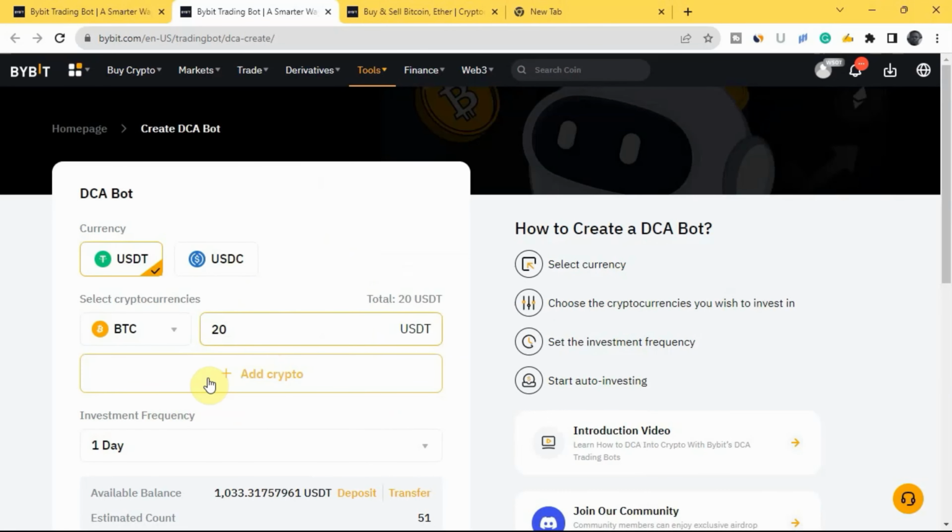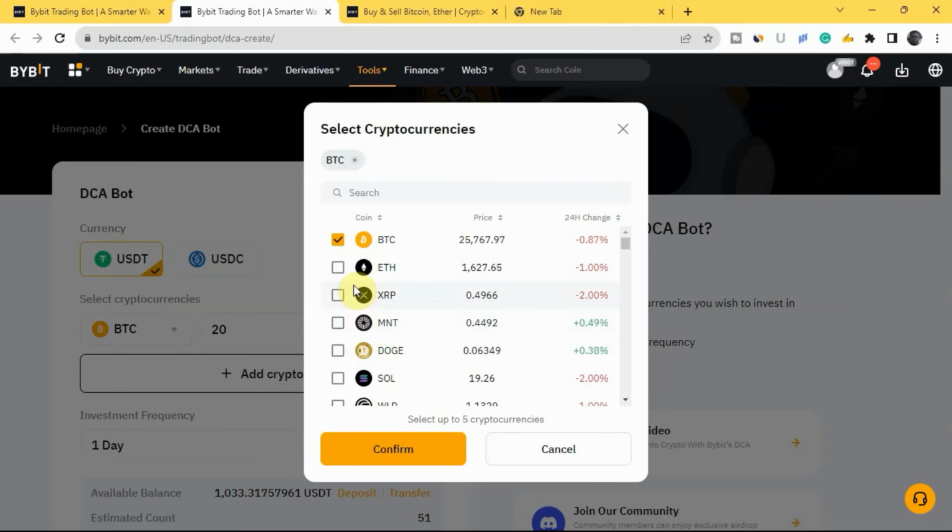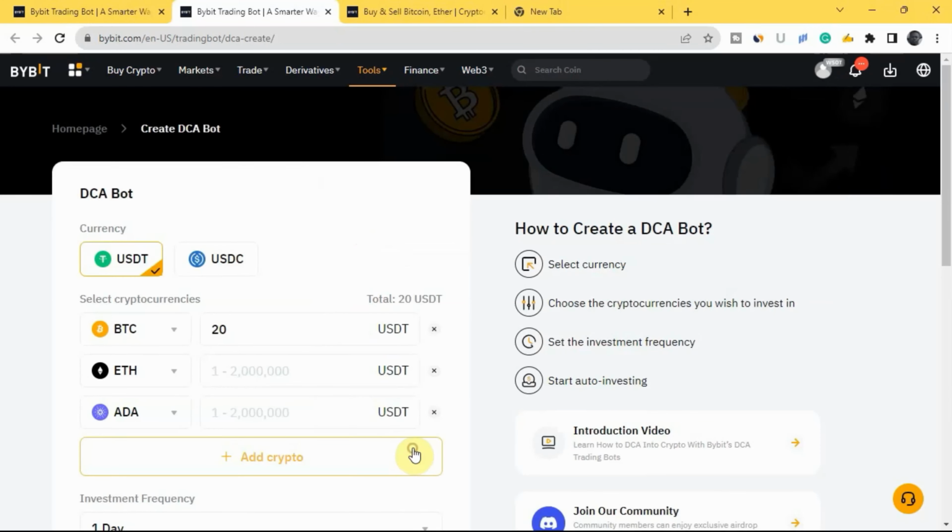Now, if you want to invest in multiple cryptocurrencies, you can do that. Maybe you want to invest in another cryptocurrency. Just come here to where you have plus add crypto. If you click on it, you can pick another cryptocurrency you want to invest in. So let's say I want to invest in ETH. You can pick ETH right here. And let me add one more crypto. Let's say I want to add ADA to it. I can pick ADA right here. And let's click on confirm. You can see the two cryptocurrencies I just added.